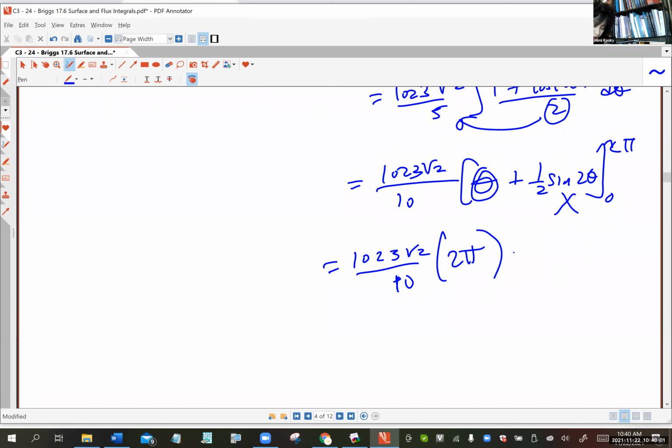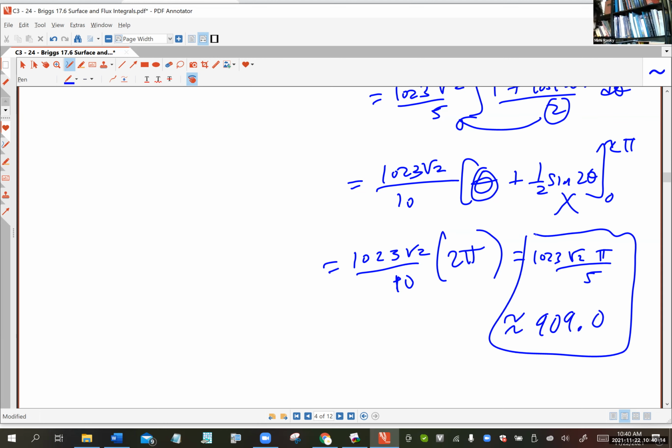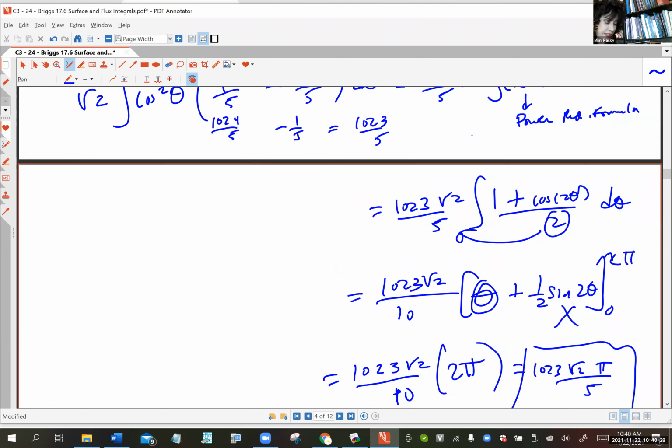Reduce this to lowest terms, and you get an exact answer, 1,023 square root of 2 pi fifths, which is approximately 909.0. And that could represent the mass of the surface, the cone, given a density function. Okay. Wow. So that concludes the second example here.